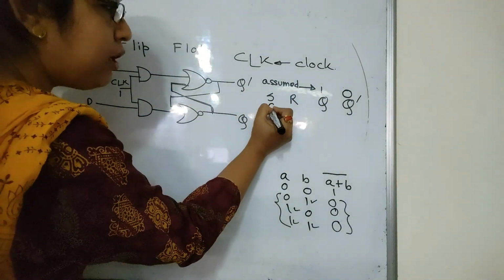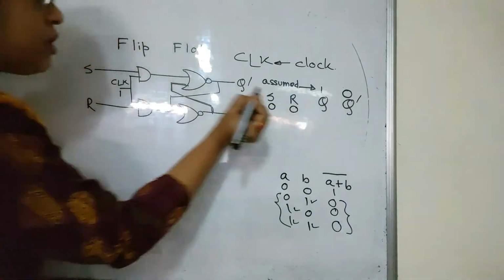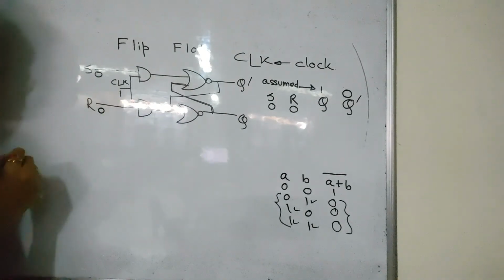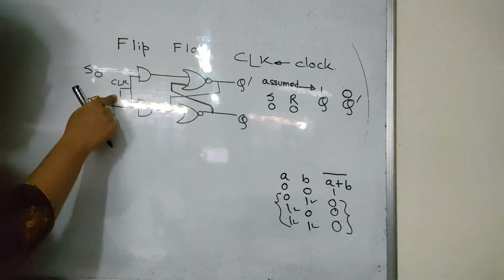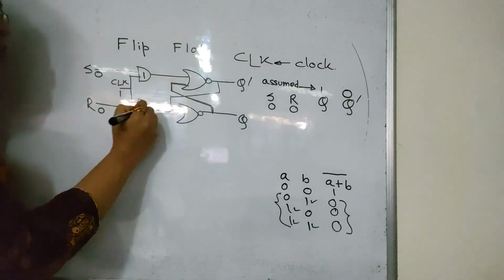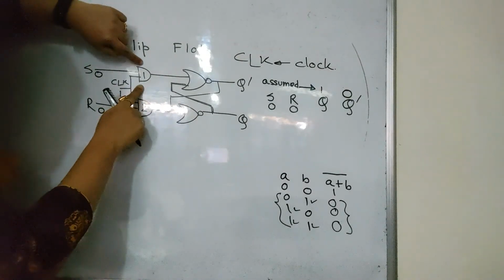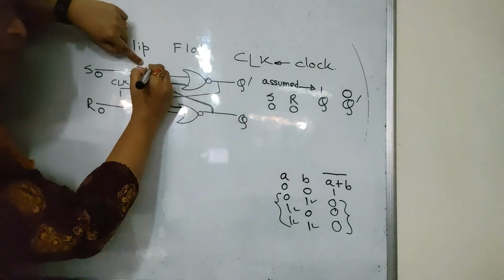Let's give the S value as 0 and the R value as 0. Clock value is 1. These two are AND gates. So the output of this AND gate 1 would be 0.